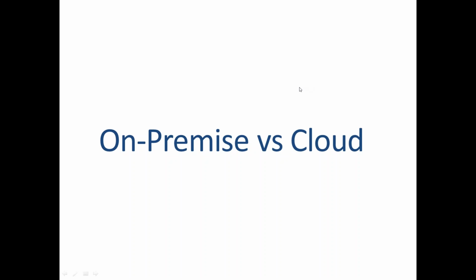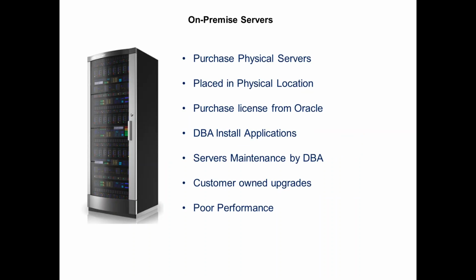Okay. Now let's talk about the difference between on-premise and cloud. When I talk about on-premise servers, how those can be managed, we'll go through a few points. With on-premise servers, every client has to buy the server infrastructure. They have to purchase physical servers, and those should be located in a physical location. And if any client is going to use their own servers, they have to purchase the license from Oracle.